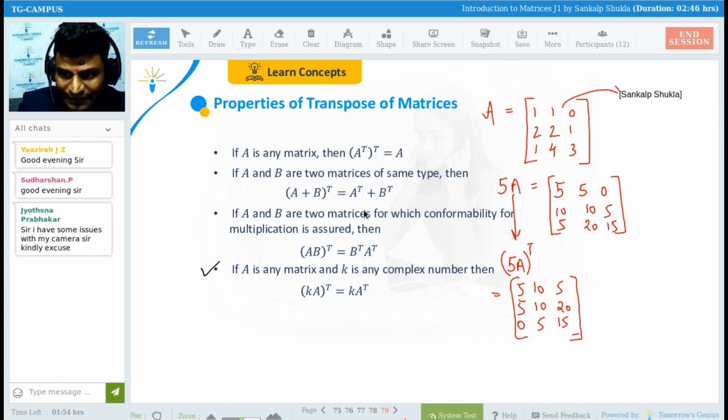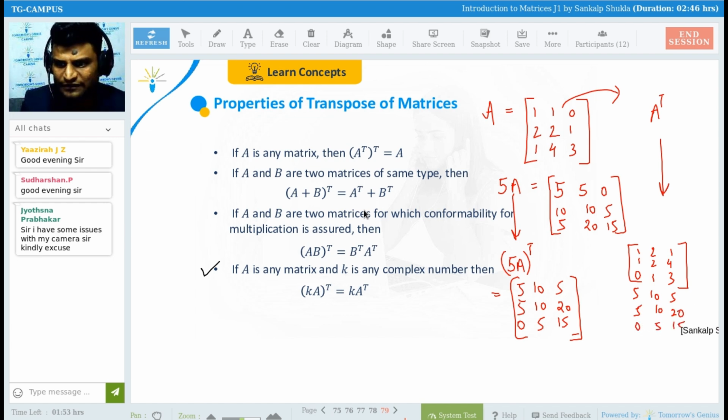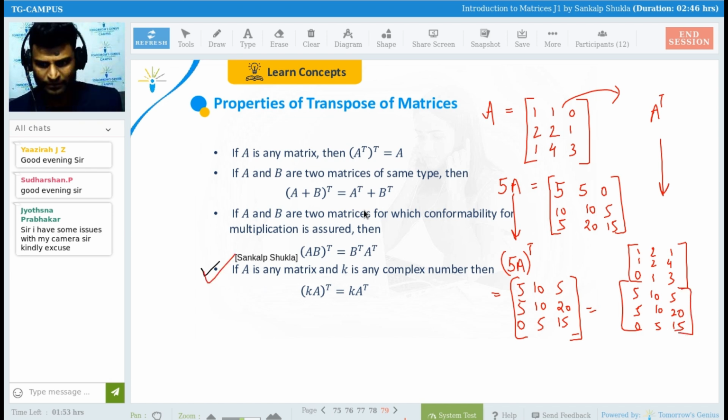Or if I directly take the transpose of this, like A transpose, it will be 1, 1, 0, 2, 2, 1, and 1, 4, 3. And then multiply it by 5. So it will become 5, 10, 5, 5, 10, 20, and 0, 5, and 15. See, the results are same. Yes? So that is the property.